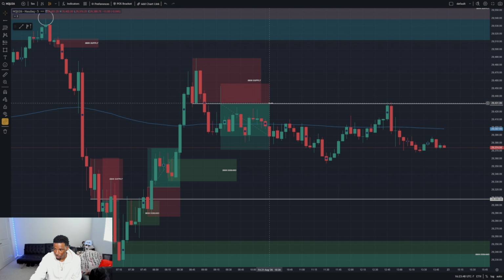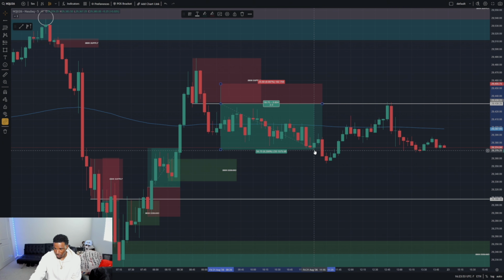It took a while to play out because of this. It was moving slow. You know what I mean? We wasn't getting that much movement. However, it hit TP somewhere around here. So for all my patient traders that could have been patient through this, guess what? You would have hit 58 points, risking 25 points.